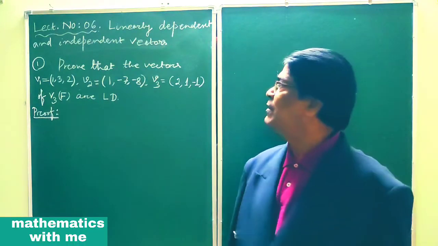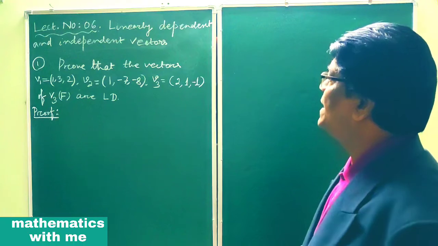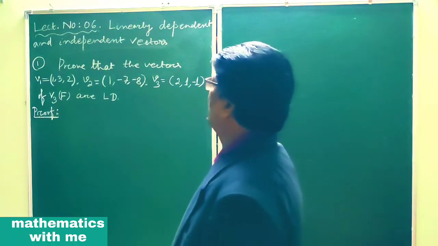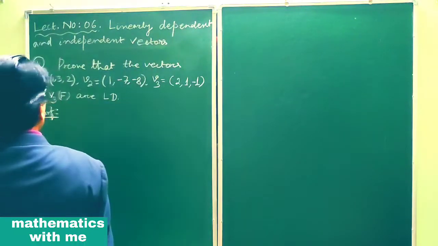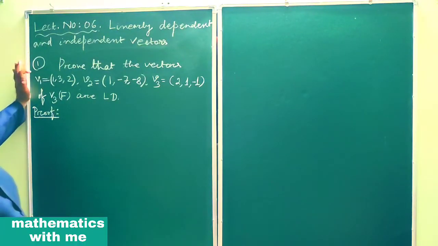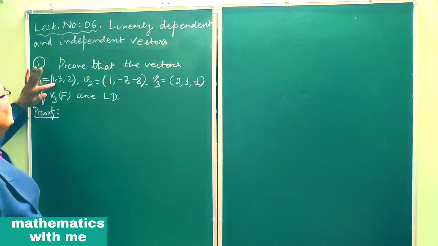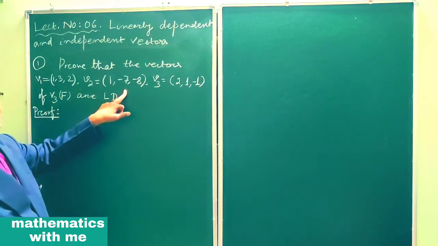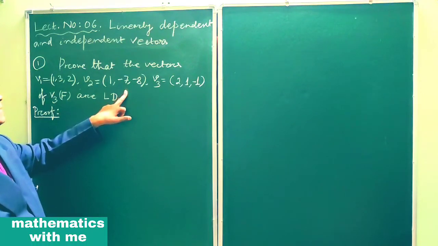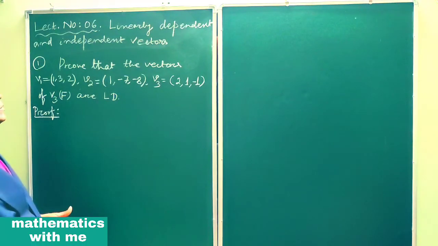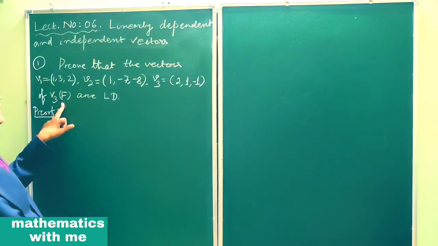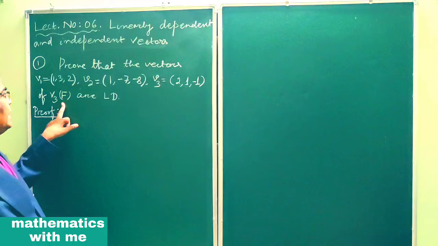In this class our topic is linearly dependent and independent vectors. So let us solve a question. Prove that the vectors v1 = (1, 3, 2), v2 = (1, -7, -8), v3 = (2, 1, -1) of R3 are linearly dependent.